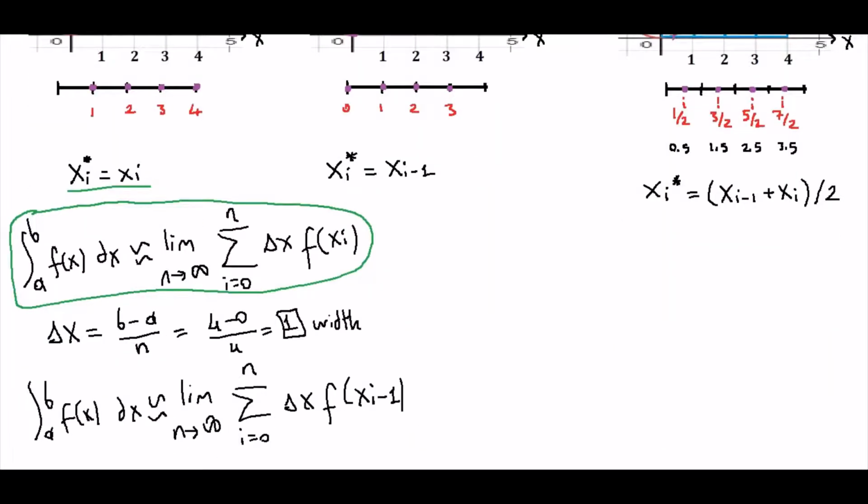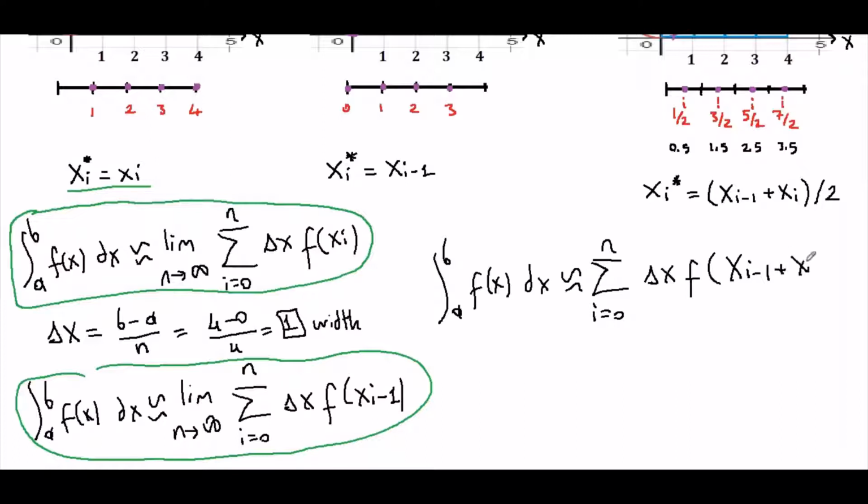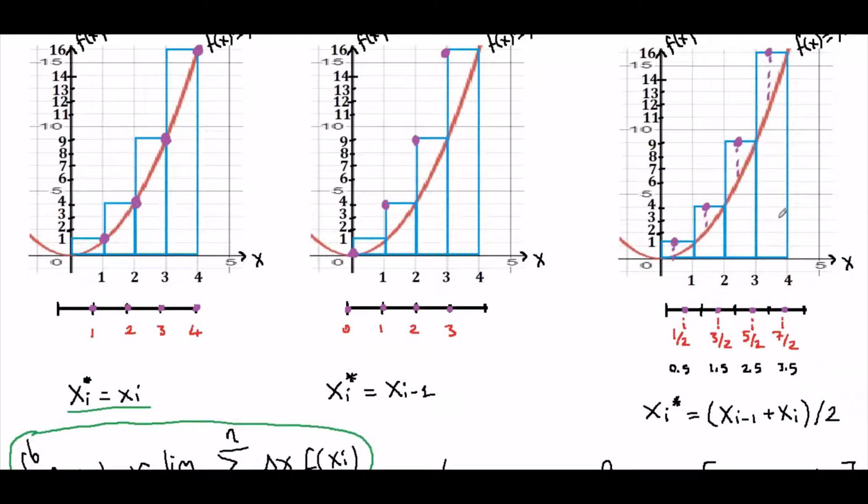And in the midpoint, we're going to use this formula. Integral from a to b, f of x dx is approximately summation i from 0 to n, delta x times f of x i minus 1 plus x i, divided by 2. So this is our midpoint in each rectangle.